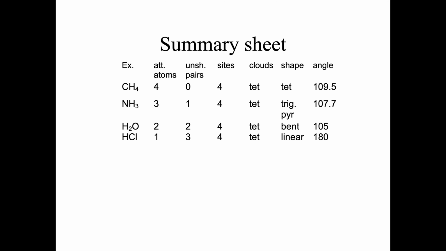All right, so this is the summary of 4 sites. If there's 4 sites and they're all attached atoms, tetrahedral. 4 sites where one of them's an unshared pair, trigonal pyramid. 2 and 2, 4 sites, tetrahedral clouds, but bent. 1 and 3, 4 sites, tetrahedral clouds, but linear. All right, catch your breath.